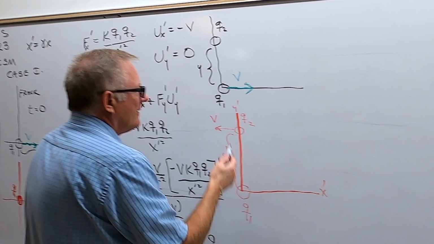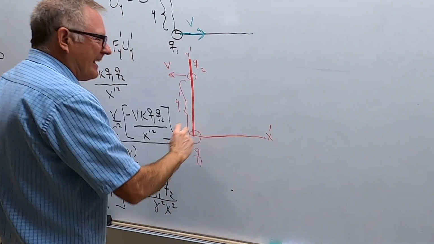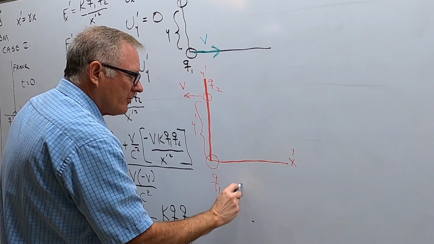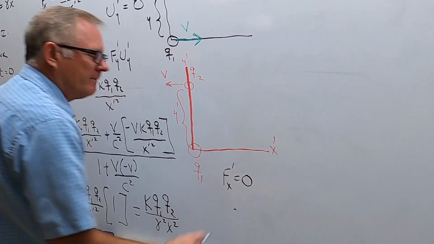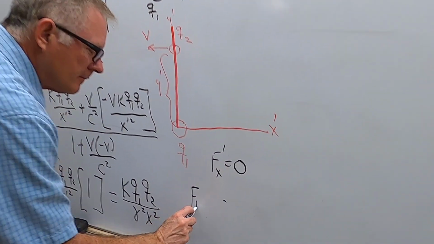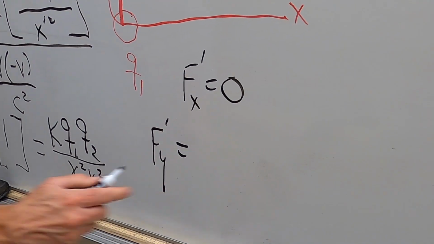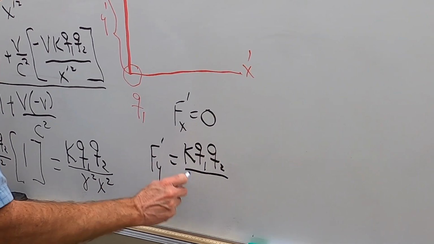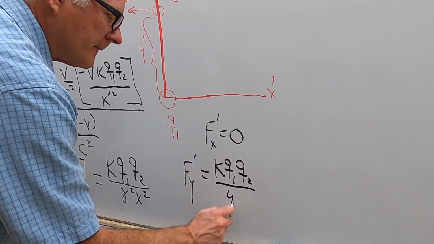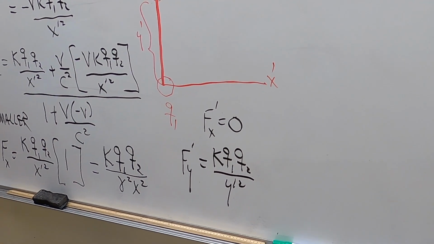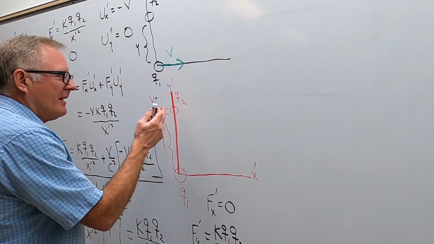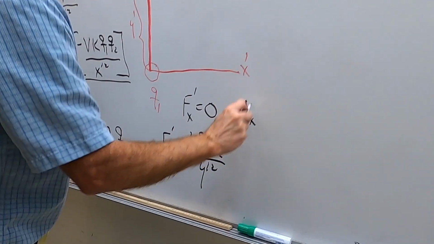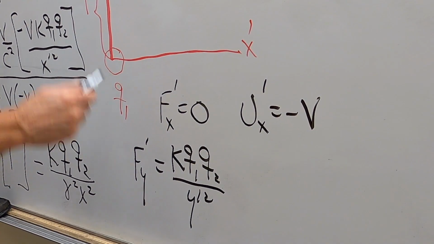So let's first get, for this one down here, we can see that the x component, fx prime, is 0. There is no x component. The force is straight up, so fx prime equals 0. Fy prime, we can use Coulomb's law, and that's going to be K Q1 Q2 all over y prime squared. And then ux prime, the u that is minus v, so ux prime is minus v, and uy prime is 0.